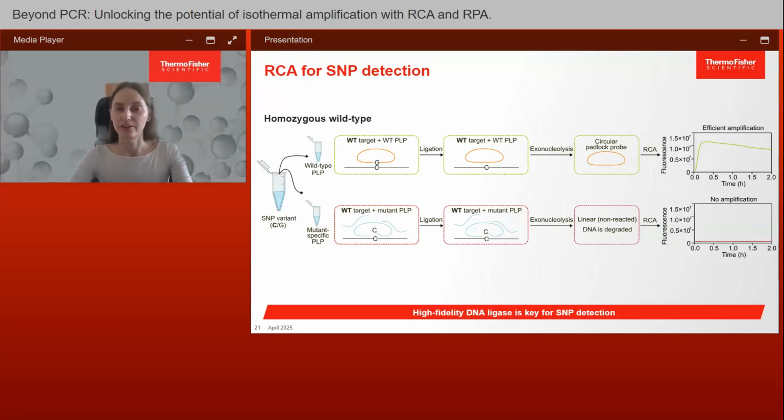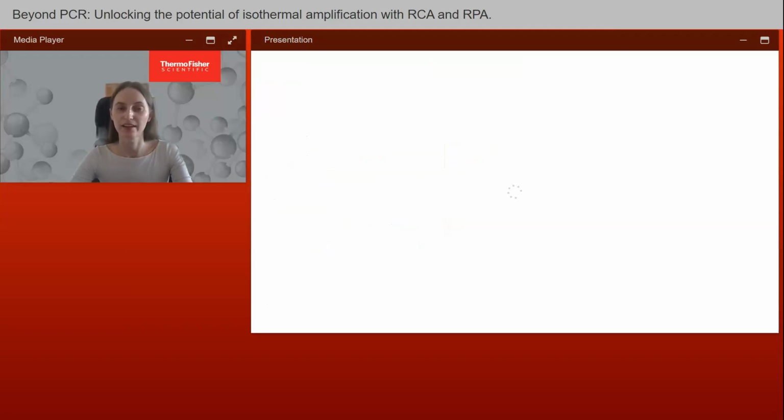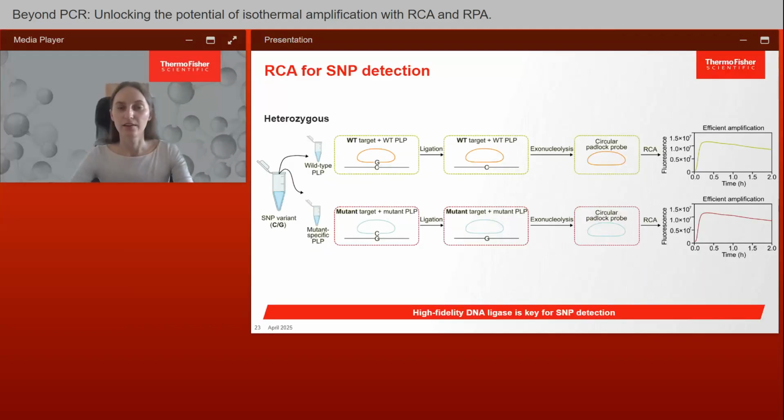Mismatched PLPs are degraded, RCA is not initiated, and no signal is detected. Now, if you have a homozygous sample for the mutant allele, the opposite happens. Only the mutant-specific padlock probe will be ligated and will produce a signal. And lastly, if a sample is heterozygous, both wild-type and mutant-specific padlock probes will produce RCA signals.